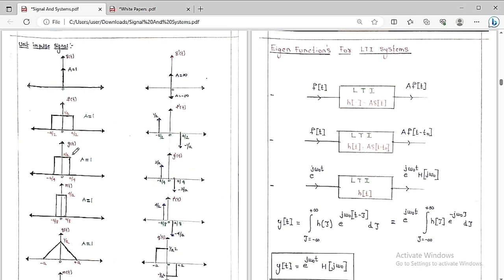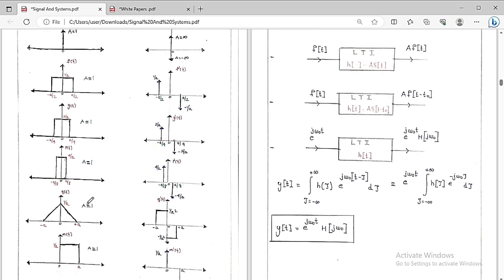Let me take another rectangular pulse. How much is the width here? This is a by 4 and this is a by 4, so a by 2. So the height should be 2 by a. Then the area is equal to 1. It has a peak of 2 by a. Let me take another rectangular pulse p of t, which has a width of a by 8 plus a by 8, which is a by 4. So the height will be 4 by a. Then the area is equal to 1.